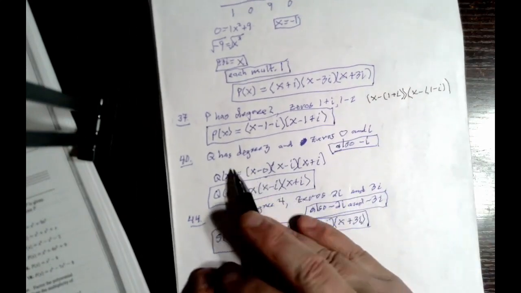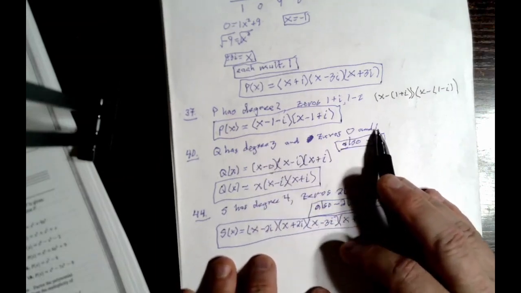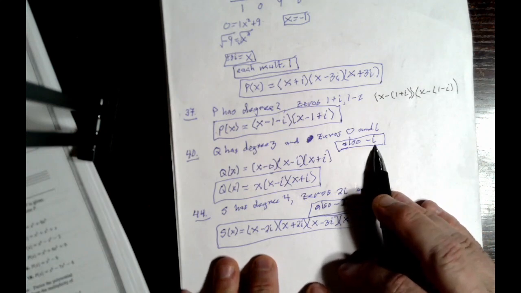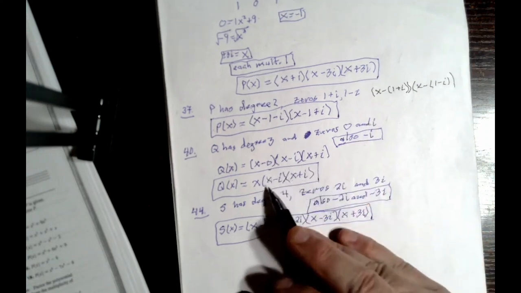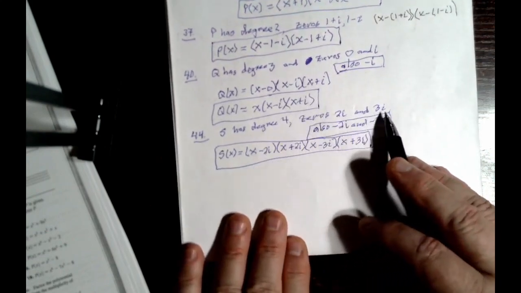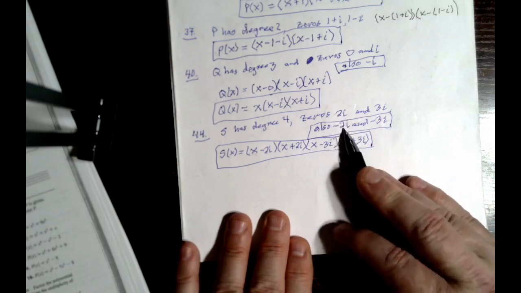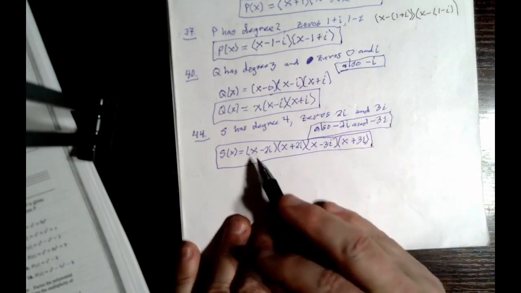Okay. Number 40, you want degree 3 with zeros of 0 and i. Well, if you know i is a 0, then minus i is a 0, the conjugates. So you get all three there, and that's your answer. Degree 4 with zeros of 2i and 3i. Well, the conjugate of 2i is minus 2i. The conjugate of 3i is minus 3i. So there's your 4 answers there.